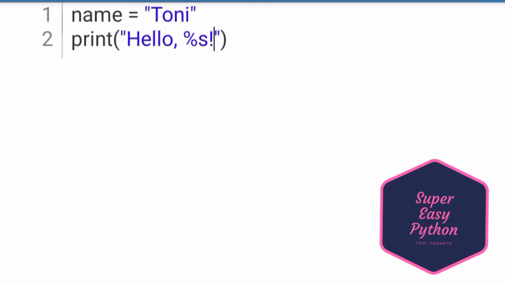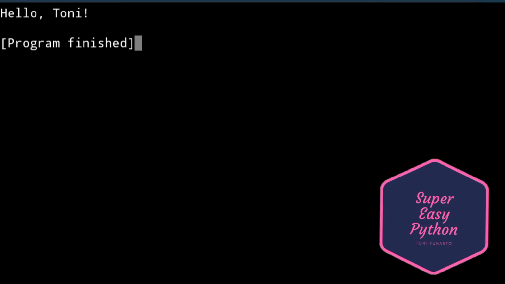So modulo S refers to the name of Toni in here, and then we need to link it with the variable of name in here, and then we type it after the second quotation mark here, space, and then modulo name. It means we try to call out the variable of name, which results in Toni. Run it. So hello Toni, like that.